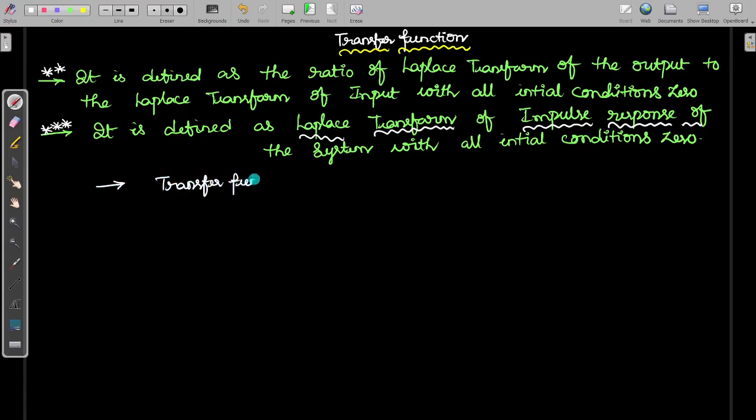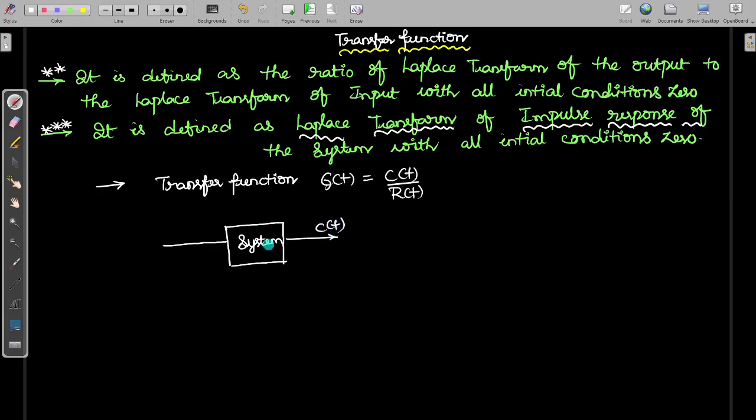First we will define it in the time domain. In the time domain, let us consider the system is z of t. So c of t is the output divided by r of t. If you observe in the time domain, the transfer function will be like this. The system is given here, the output will be c of t and the input will be r of t.